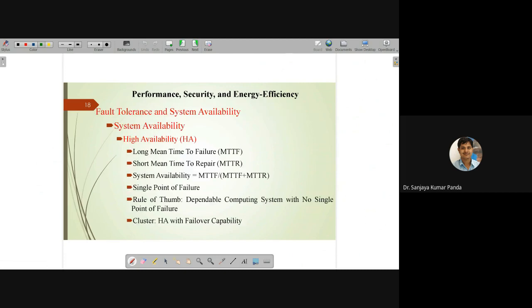Another set of performance metrics is also used to calculate performance, especially if you want to know the availability of a system. In order to calculate the availability of a system, there are some factors that you need to calculate. One of them is called mean time to failure. Similarly, mean time to repair. Another is called mean time between failure, which is not given here.